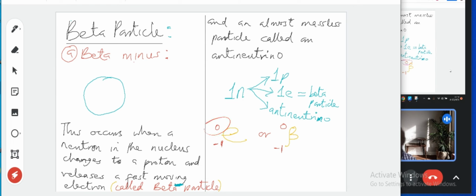Since an electron has no proton and no neutrons, the mass number is 0, right? And also, an electron has a negative charge. That's why the proton number, as it were, is -1. So this will be the notation of an electron: 0 for mass number, -1 for proton number. So you can represent a beta minus particle like this, or you use this symbol. Because I told you a beta minus is a fast moving electron.